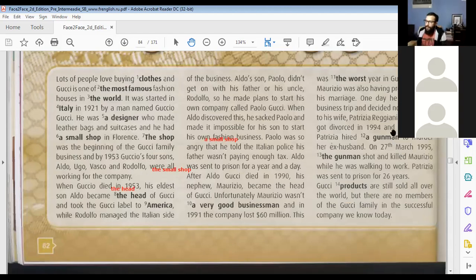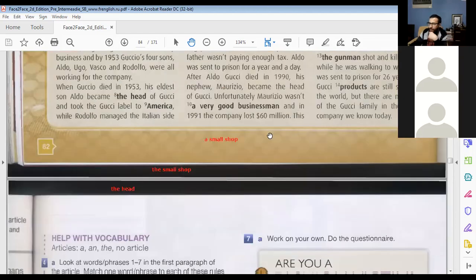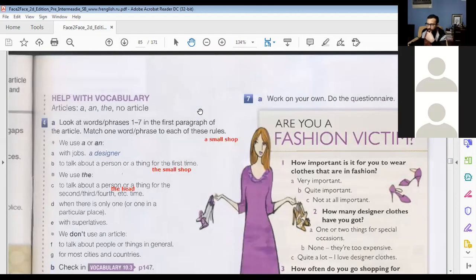Very good businessman. Very good. This is not a superlative. The most. That's it. Most famous. The most famous. This is another superlative. So we have two superlatives. We have the worst and we have the most famous. Okay, so let's write it. So the most famous.